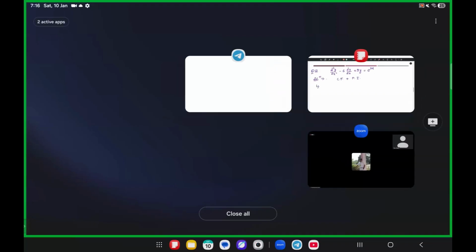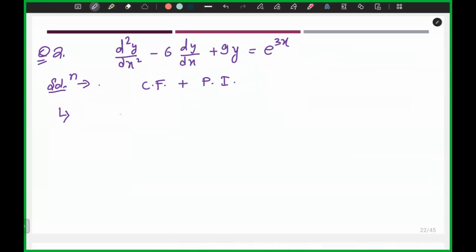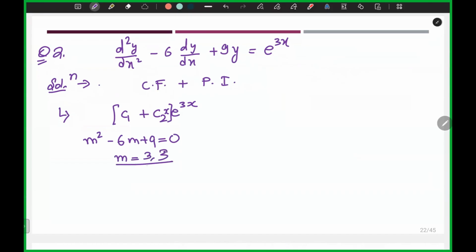The complementary function is C1 plus C2x, e to the power 3x. There are repeated roots. So here I think you made m square minus 6m plus 9 as your auxiliary equation, and you have (m minus 3) whole square equal to 0. Yes, m equals 3 and 3, two times, right? So this is the complementary function.